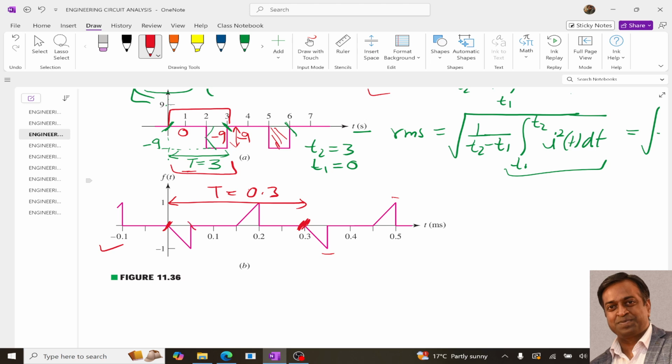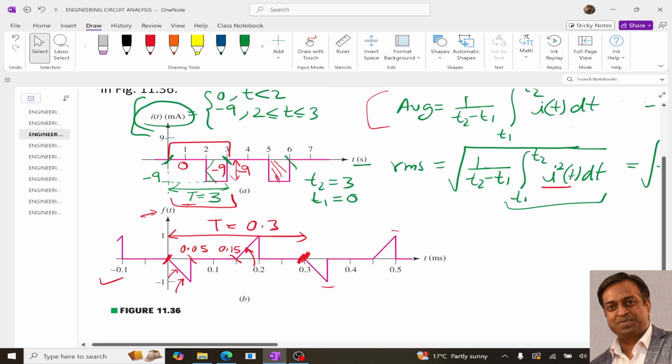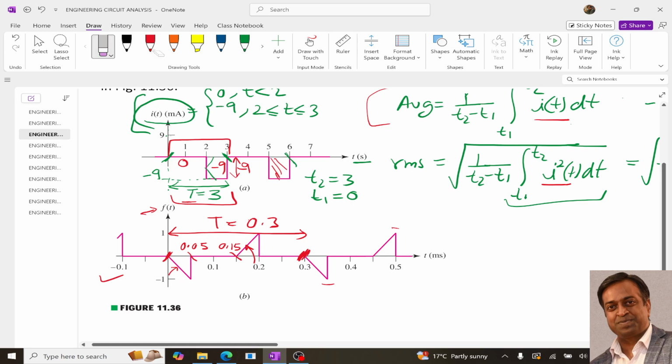right? Now this point is 0.05, this point is 0.15, right? Now, and over here remember this is ft, so as such there is no unit, so we will not put any unit after calculating the average and the RMS value. Now we also need to determine the equation of this curve, and also the equation of this curve, so that we will substitute that over here in the RMS value and the average value, right?